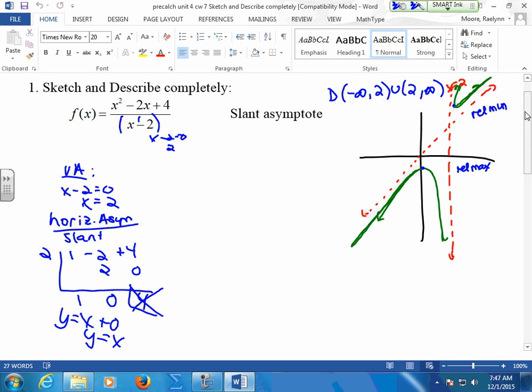So what was your relative min? 4, 6. And what's your relative max? I got 0, negative 2. Can everybody locate that max? Okay. In your calculator, locate your max. Second calc, max. Bring it to this side. Then did you hit yes?